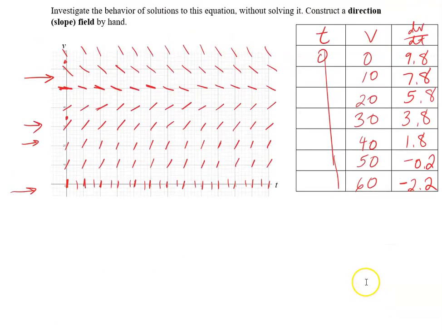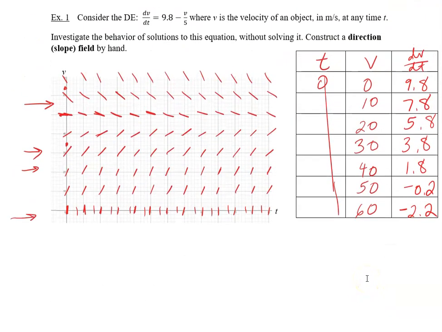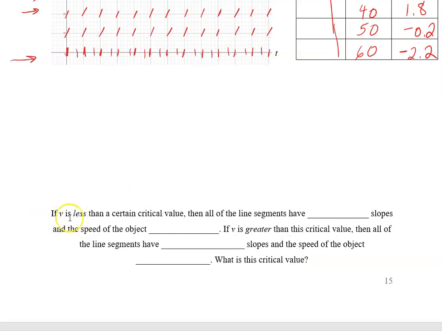If you remember back from Calc 1, what is a critical point? That would be where the derivative, remember, equals 0. So if v is less than a certain critical value, then all of the line segments we said have positive slopes in this example, and the speed of the object is increasing. If v is greater than this critical value, then all of the line segments have negative slopes, and the speed of the object decreases. And so I'm asking, what is that critical value?